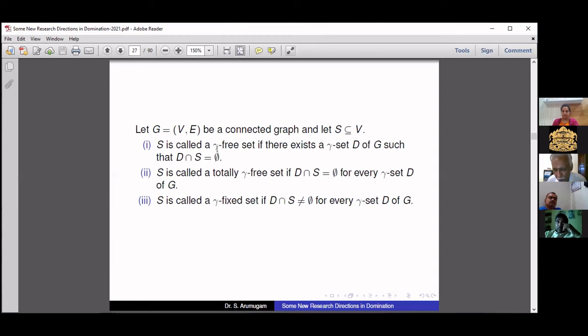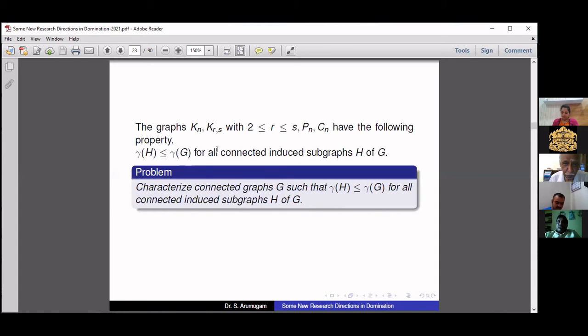This is a general problem. Given a graph G and a connected induced subgraph H, for which connected induced subgraph will gamma not go up. This is a more general problem that gives Quinn's problem as a very small particular case: the particular graph and particular induced subgraph. So the same problem I have put in several different perspectives. This is a fundamental problem in domination theory, which has not been completely settled. It's a very fundamental problem.